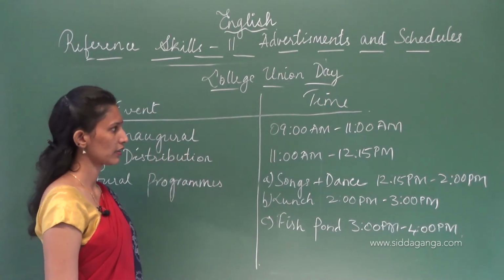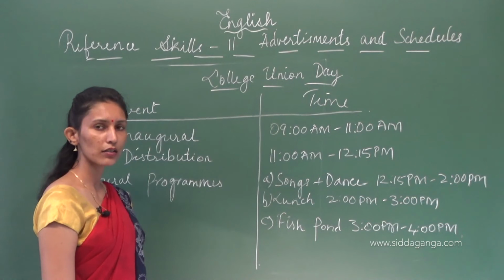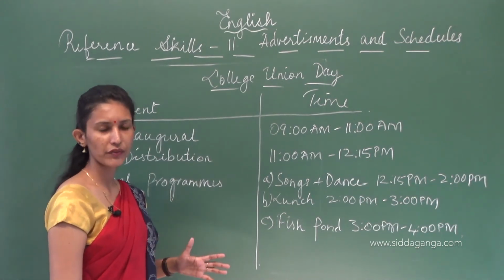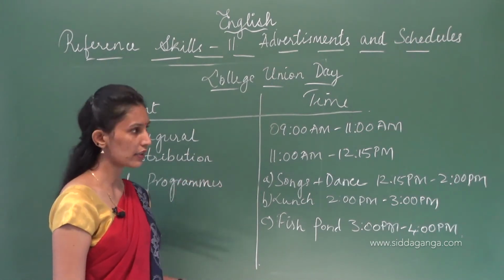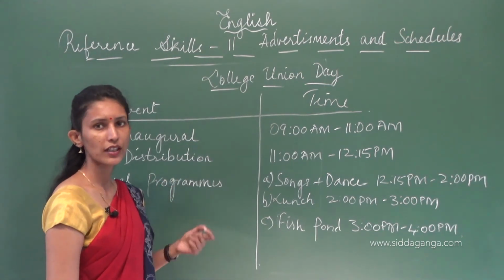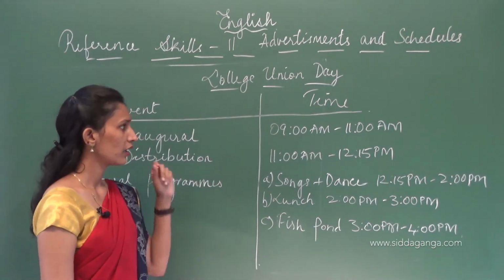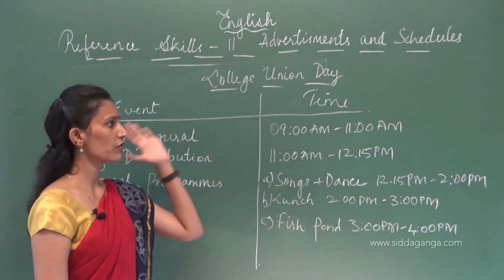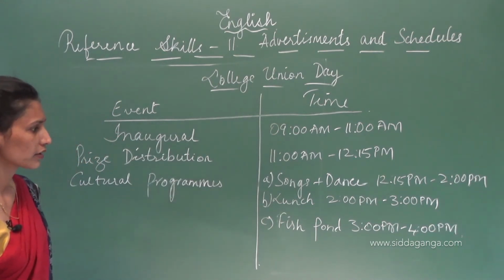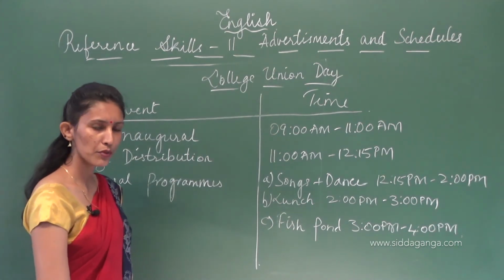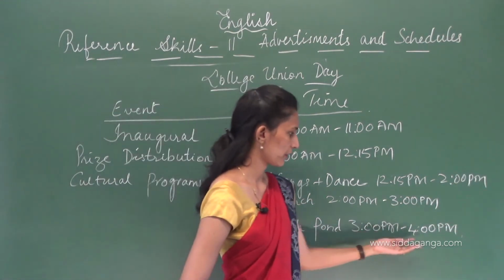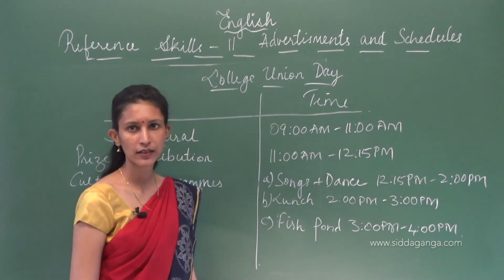Now what you have to do? Question can be like this: at what time is the inaugural? What you have to write? Don't write sentences. Answer to the point, because it's only for 1 mark. You don't write 'the inaugural is at', no, that's all in school, not happening here, okay? So you write to the point, 9 a.m. to 11 a.m., done, your answer is over. What program is there at 3 p.m. to 4 p.m., if the question is asked? You see, where is 3 p.m. to 4 p.m.? Fish pond.